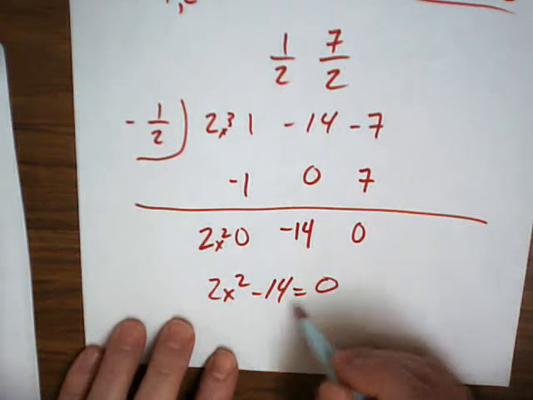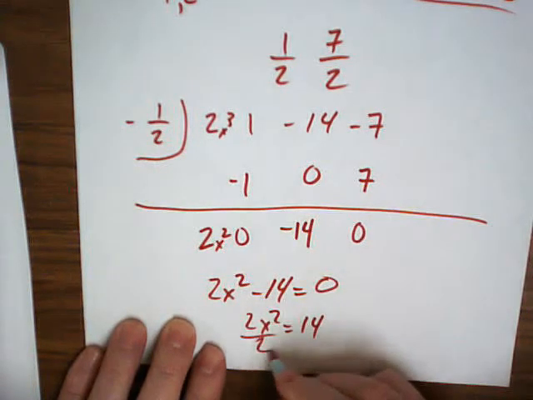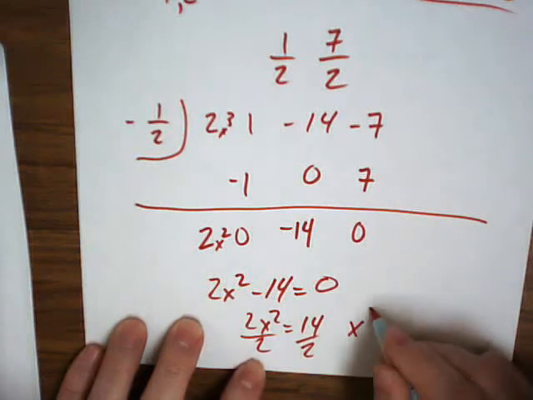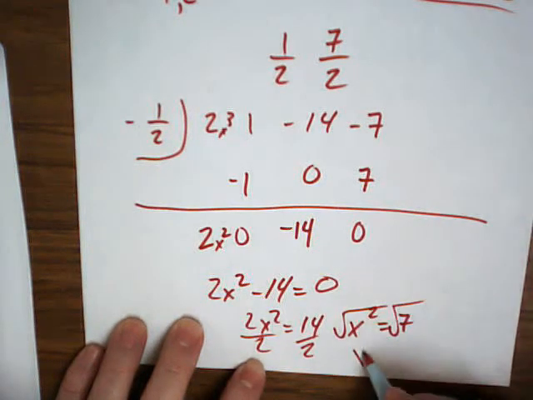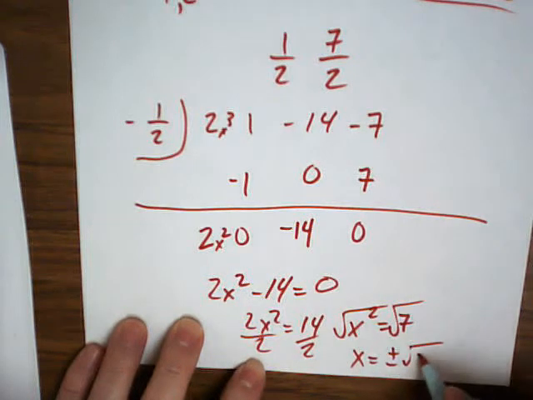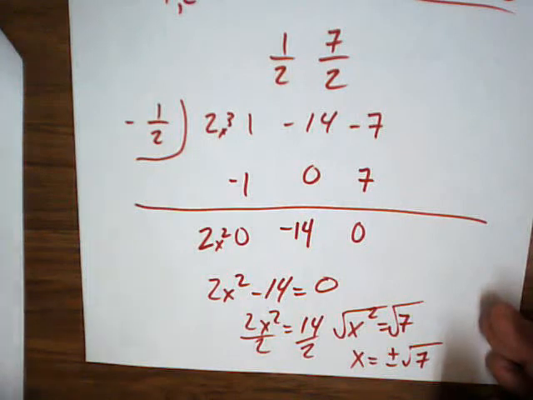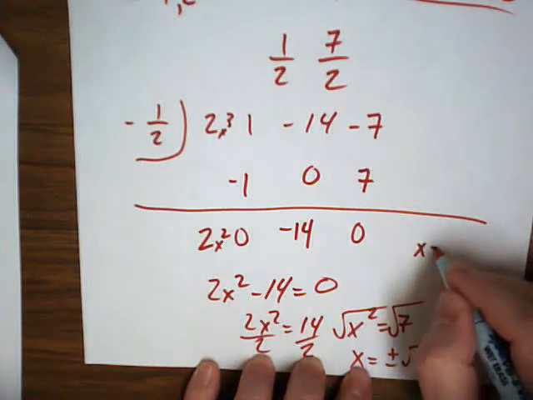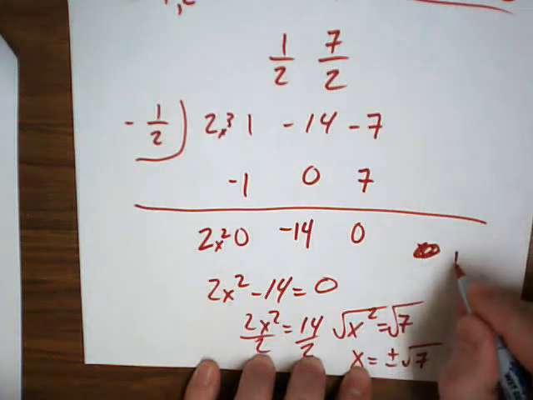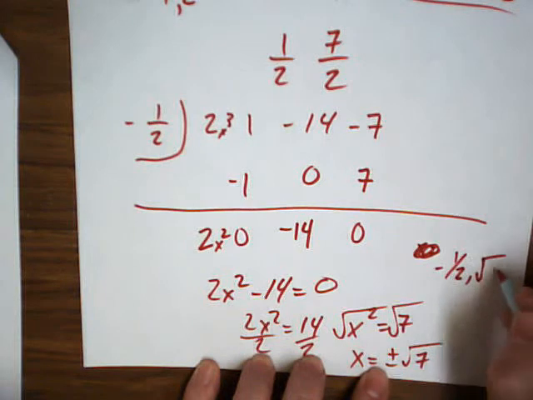So you want to what? Knock the 14 over. Divide by 2. And then take the square root of it: plus or minus the square root of 7. So my actual zeros are negative 1/2, the square root of 7, and negative square root of 7.